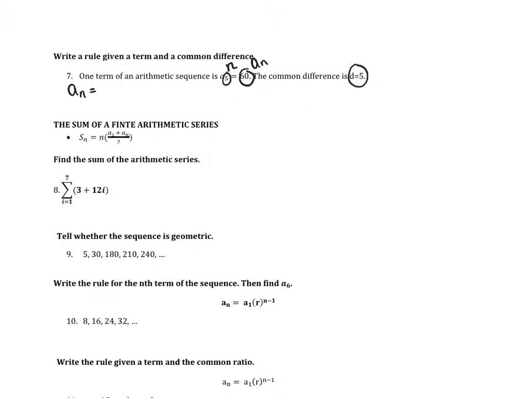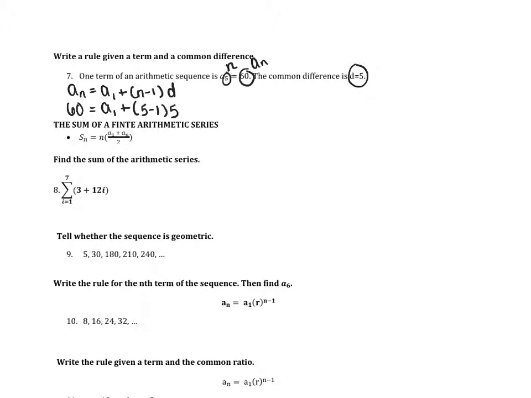An is equal to a1. Now, we don't know this. This is what we have to solve for first, plus n minus 1 times d. So this time we know that when we plug in a5, an is 60. So we're going to use that 60, plug it in for an, equals a1, which we don't know, that's what we're solving for, plus, in this case, because we plugged in that 60, that occurred when n was 5. So you put that 5 in place of n, subtract 1, and d is also 5.